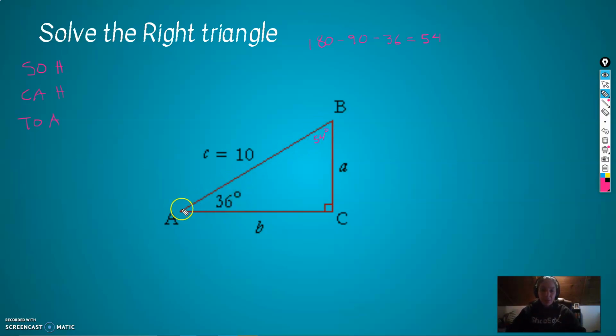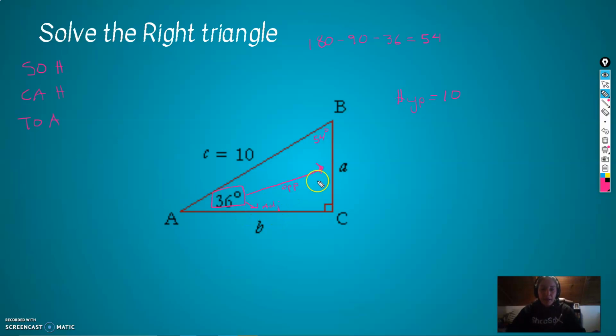What do we know? We know our hypotenuse, because it's the side opposite of the right angle, is equal to 10. If I'm referencing the angle of 36, then A would be the opposite side, and B, the side touching the angle, would be my adjacent side. I don't know what my opposite side is, and I don't know what my adjacent side is, but I can figure those out using trig.